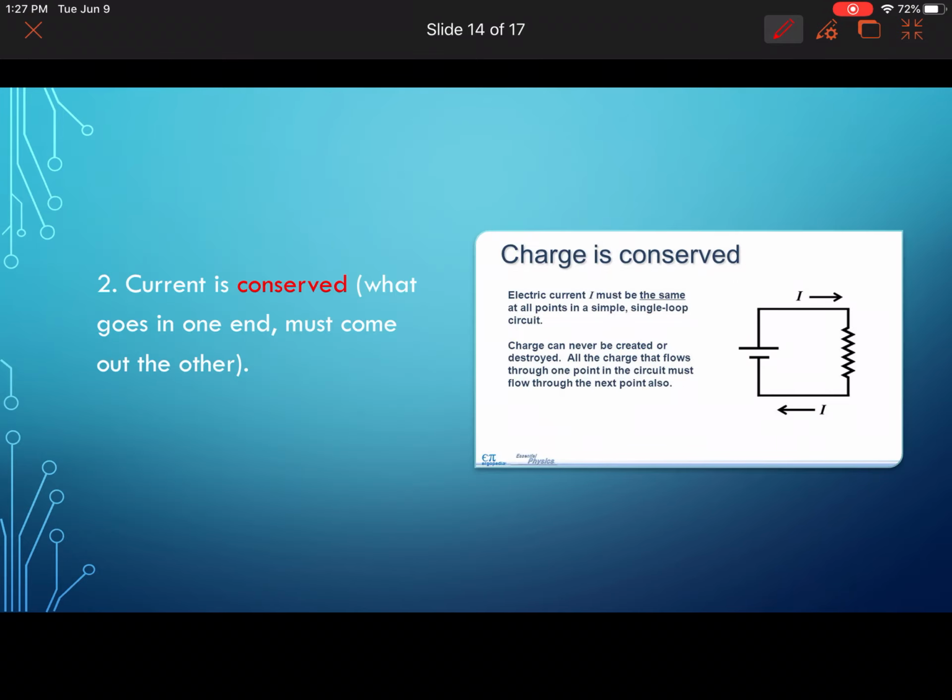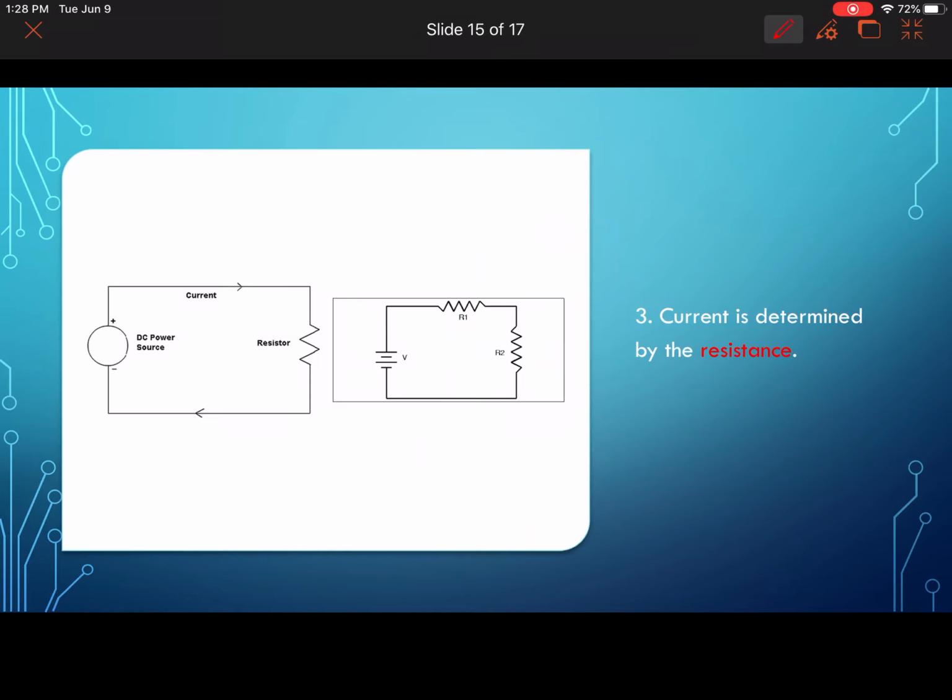Number two, current is conserved. What goes in one end must come out the other. You can't just lose energy. Energy cannot be created or destroyed. It is always there, so in a closed circuit, that energy is always going to be there. You're not going to lose it.